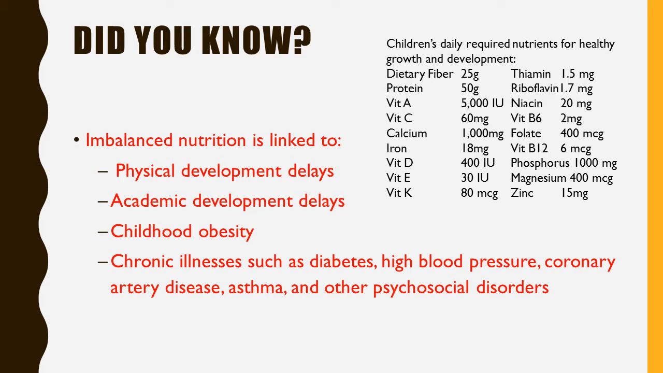Childhood obesity is a huge problem in the U.S. and often leads to health problems into adulthood. Here you can see listed some chronic illnesses like diabetes, high blood pressure, heart disease, asthma, and many others that are often a result of imbalanced nutrition.